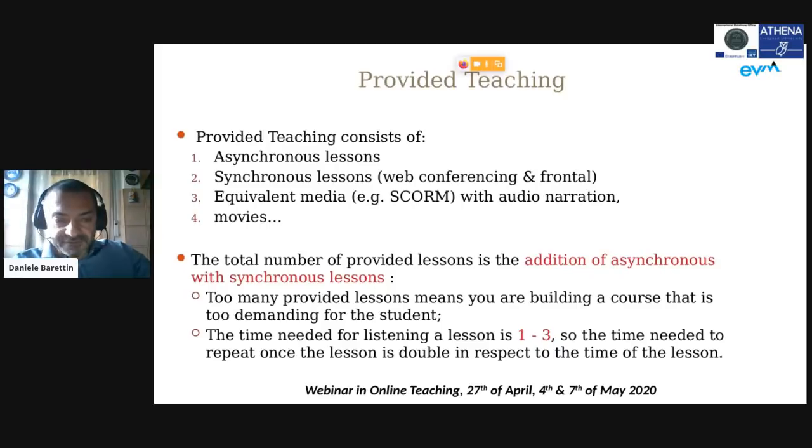So if you have half an hour of lesson, let's say half an hour of asynchronous lesson, then you have to think that for the students it will be an hour and a half to get it. Because you have to listen once and then you have to repeat to understand. And normally there is this estimation, 1 to 3. So it's important to consider this in order to have the right amount of material and credits and whatever.